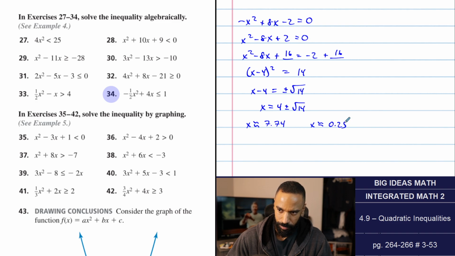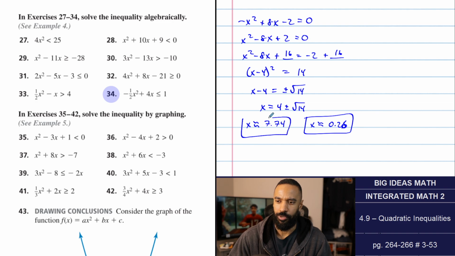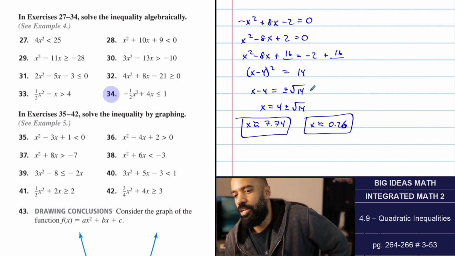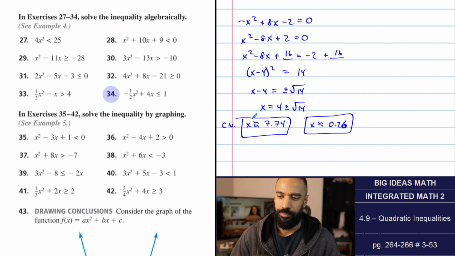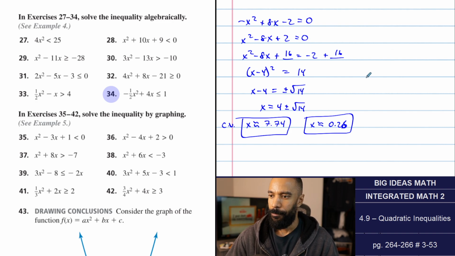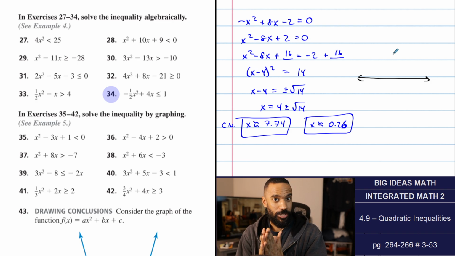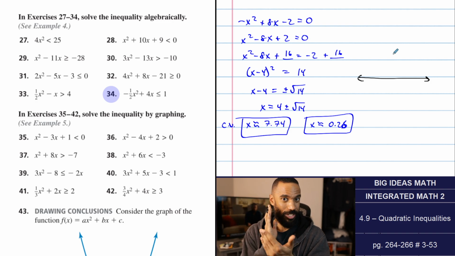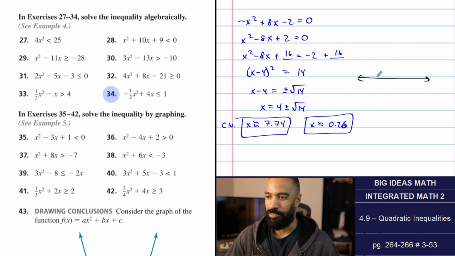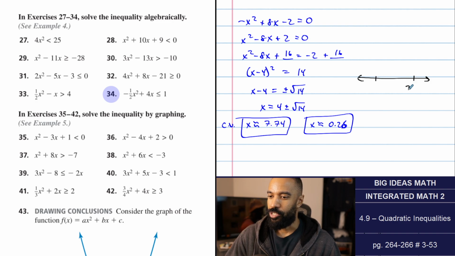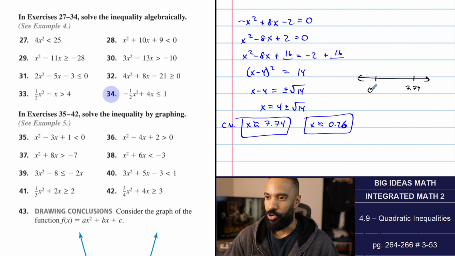0.26. 7.74 and 0.26. So those are the critical values. 4 plus or minus root 14. Now, that means that 4 is in between these, right? I mean, 4 is literally smack dab in between these if you want a testing value there. All right, so 7.74 and 0.26.